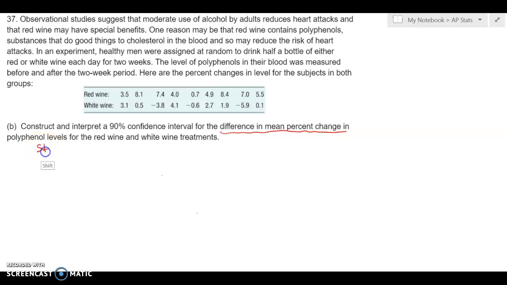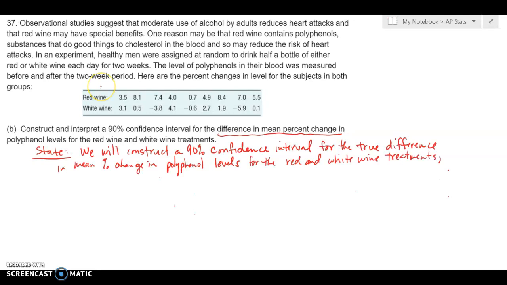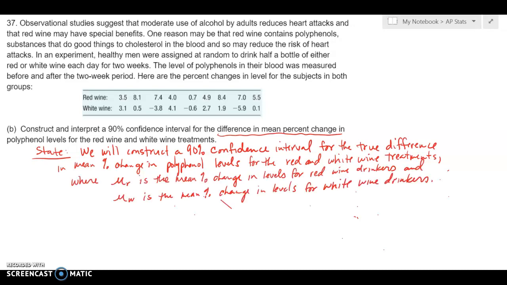Our process, we always begin with a statement of what we're about to do and then include some specifics. So that statement looks like this. And it's really just a restatement of what they set up here and the directions. The next thing that we need to include is we want to define any notation or define the parameters that we're going to be talking about here. So here are my parameters and what they mean. So the first thing is just the population mean change in levels for red wine drinkers and population mean change in level for white wine drinkers.